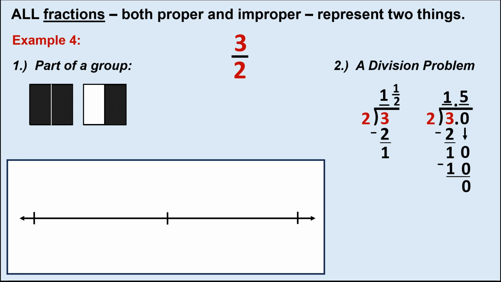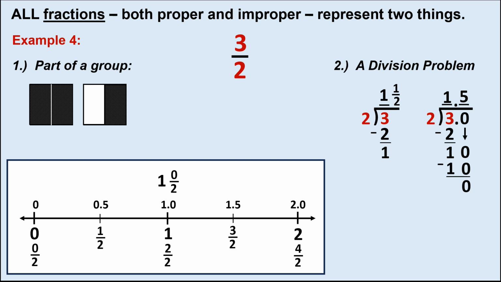Add in our whole numbers, 0, 1, and 2. The denominator is 2, so we have 2 equal spaces between the whole numbers. Add in our proper fractions, beginning with 0/2. Above the number line, we can add our equivalent decimals. Above the decimals, beginning at 1, we include our mixed numbers starting with 1 and 0/2.